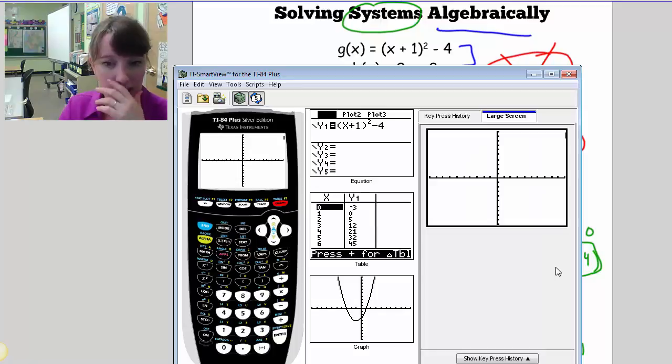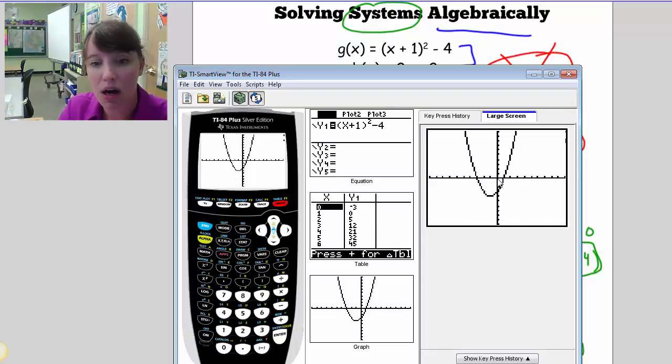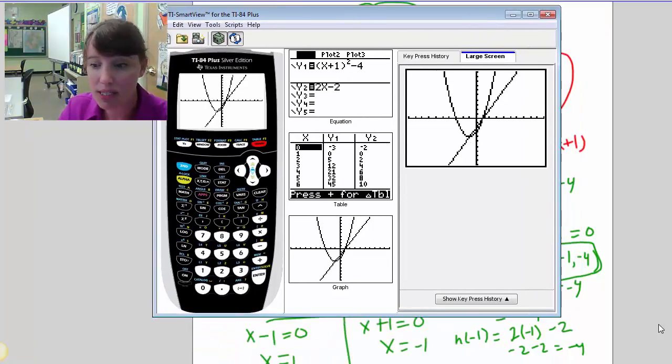And let's graph them. And they should meet at, let's see, -1, -4, good, and then there's 1, 0, right? And so that's the end of the lesson for today.